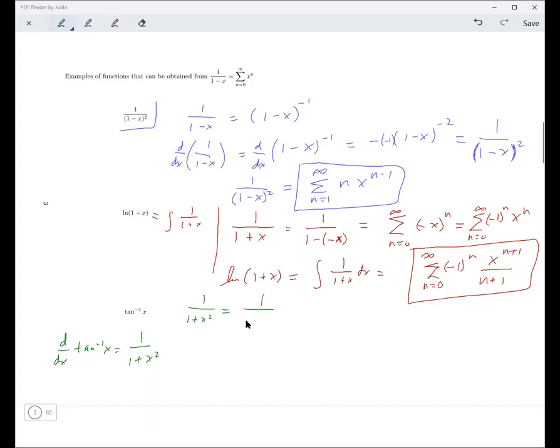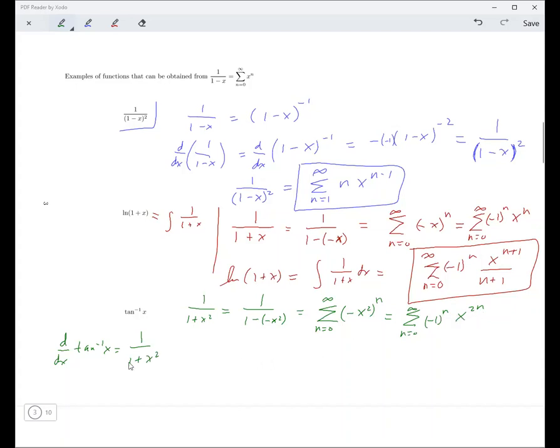is equal to 1 over 1 minus a negative x squared. So here, if you compare that with this, then the x is just going to be replaced with a negative x squared. So negative x squared to the n. Or like that. Negative 1 to the n, x to the 2n.